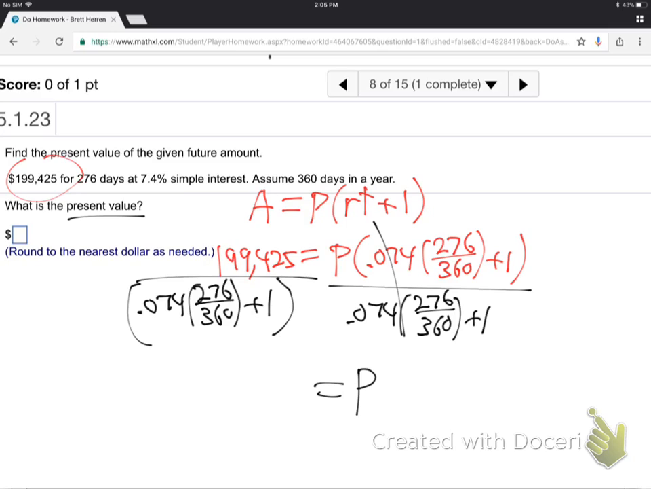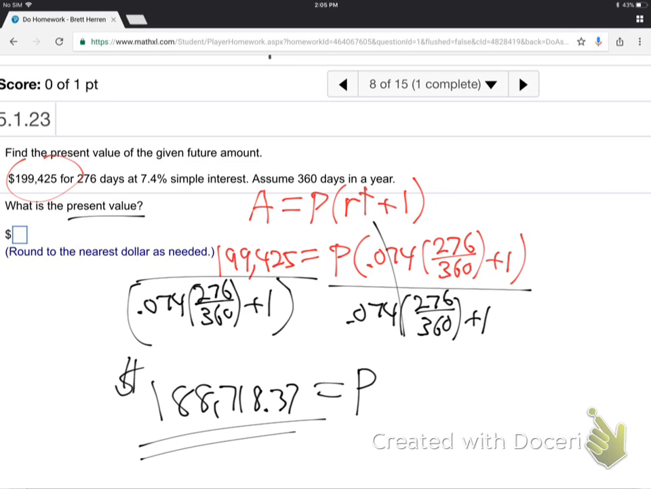So I'm getting, looks like, 206. Wait a minute, did I do something wrong? Oh, I did something crazy. 199,425 divided by parentheses 0.074 times 276 divided by 360, plus 1. There we go. I don't know what I did, but I did something crazy. 188,718.37. Did you get that okay?